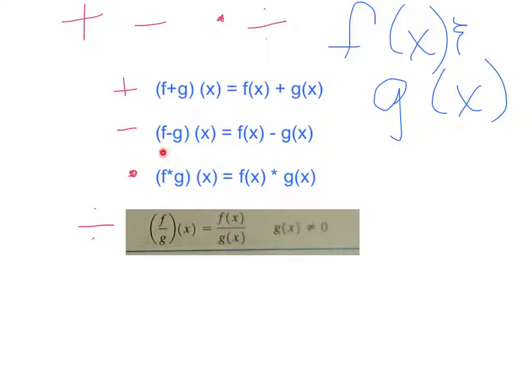Whenever you see something like this, all it means is for you to add those two together, or to subtract, or multiply, or divide. Now, an important fact to keep in mind is that the denominator function can never equal 0. Now let's try it out.